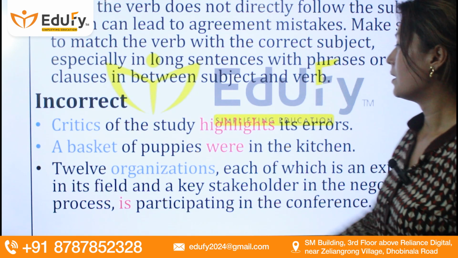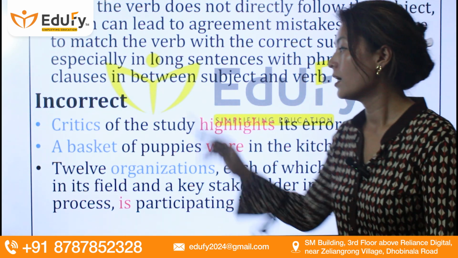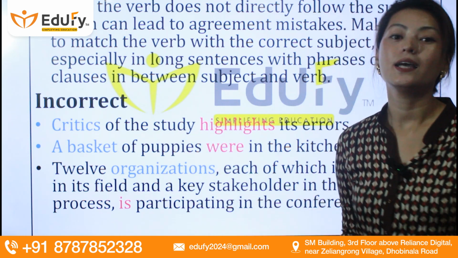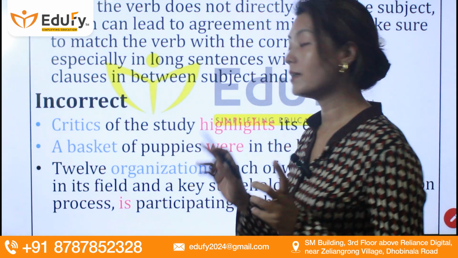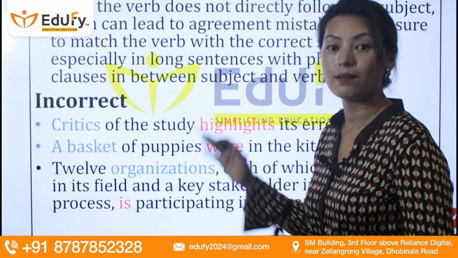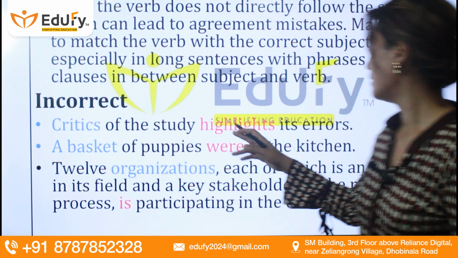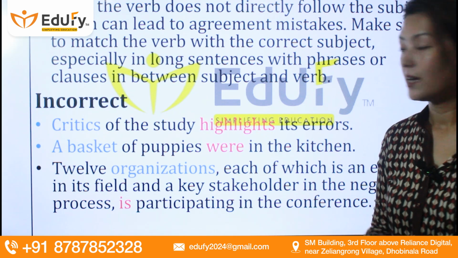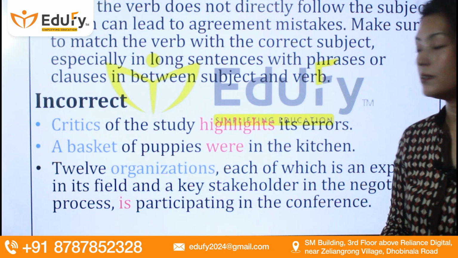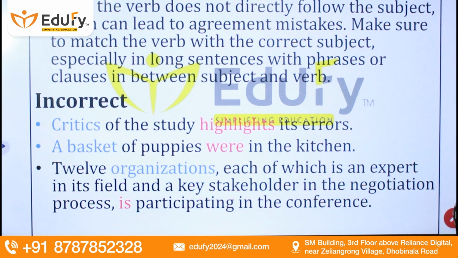So, for example, in this one, critics of the study highlights its errors. In this sentence, a lot of people might understand the study as the subject, right? But then if you look closely at the sentence, we are not talking about the study, rather we are talking about the critics. And what do they do? They highlight. So therefore, this becomes the subject and this one becomes the verb. So what is the error here in this sentence?